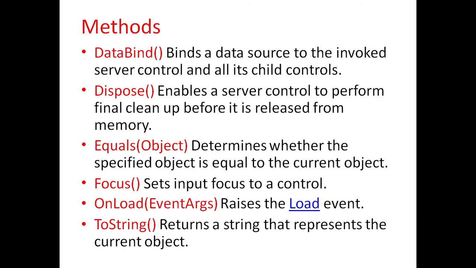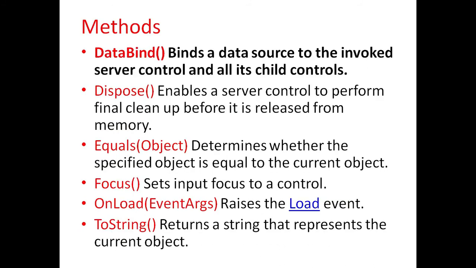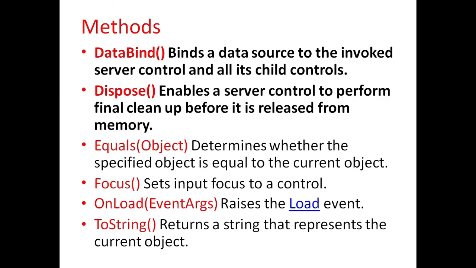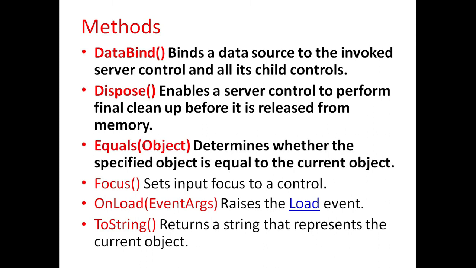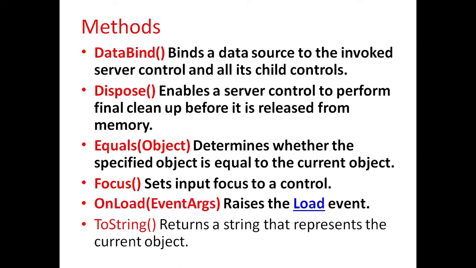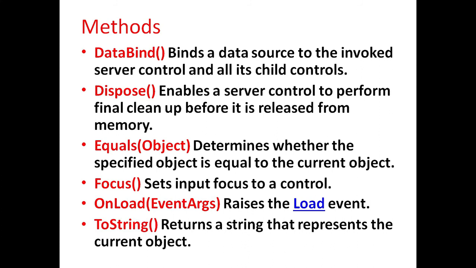Different methods for radio buttons are: DataBind, which binds a data source to the invoked server control and its child controls. Dispose method enables a server control to perform final cleanup before it is released from memory. Equals method determines whether the specified object is equal to the current object. Focus method sets the input focus to the control. OnLoad method raises the load event. And ToString method returns a string that represents the current object.